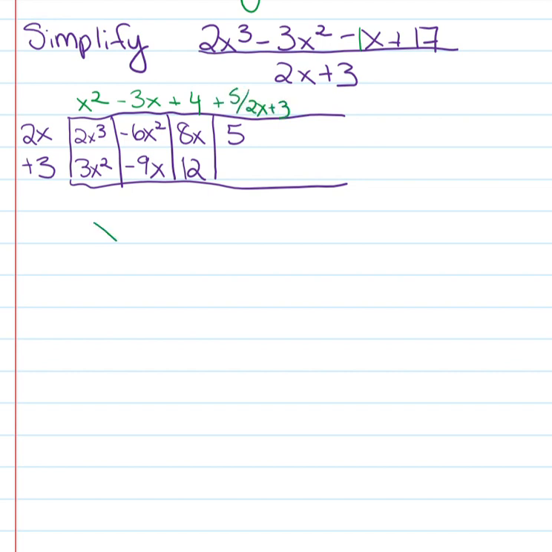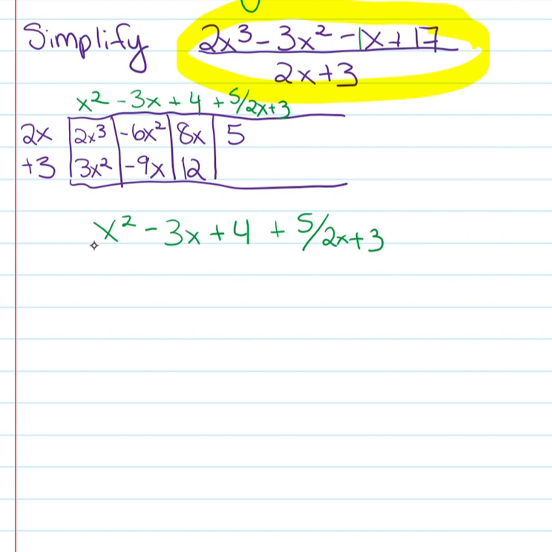So our quotient is x squared minus 3x plus 4 plus 5 over 2x plus 3. And you might be saying, we've already done this before, and you're exactly right. But not in this context. We started with an improper fraction. But look at what we have now. We have our quotient and then a fraction at the end.